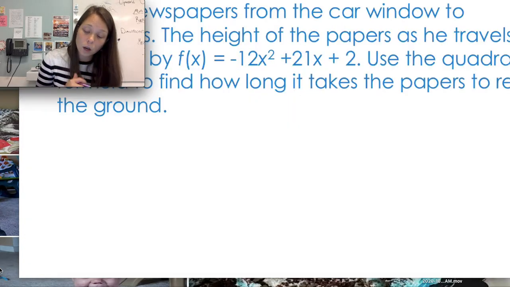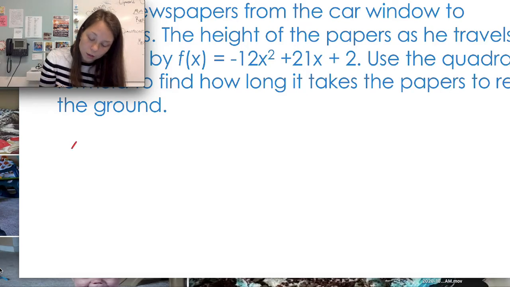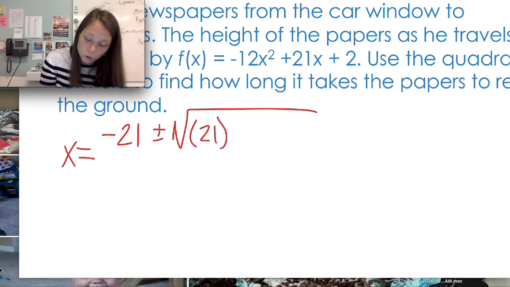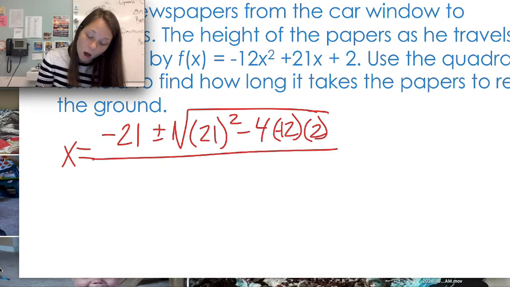All right, so we need to figure out where this function crosses the x-axis. In other words, solve this using the quadratic formula. So x equals negative b, so negative 21, plus or minus the square root of 21 squared, minus 4 times a, which is negative 12, times b, which is positive 21, times c, which is positive 2, all divided by 2 times a, which is negative 12.